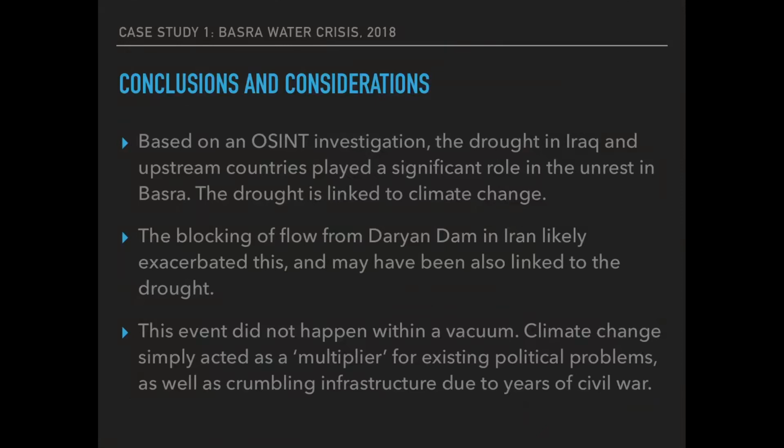So what conclusions can we make from this particular case study? Firstly, through open source intelligence and an investigation based on this, we can say that the drought in Iraq and upstream countries played a significant role in the unrest. The drought itself is linked to climate change. Moreover, the blocking of flow from Daryan Dam in Iran likely exacerbated this, and indeed the closure of this dam was perhaps also linked to this overall drought. Iran is in the same drought conditions, or at least it was at that time, as Iraq.